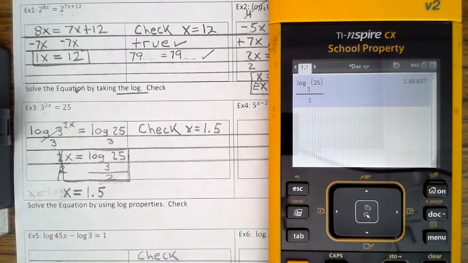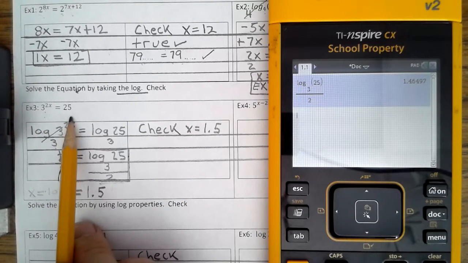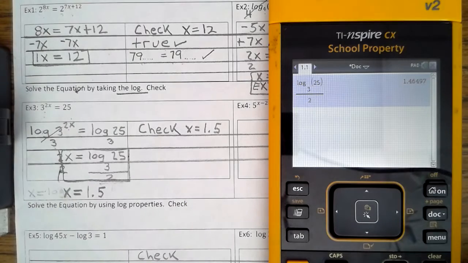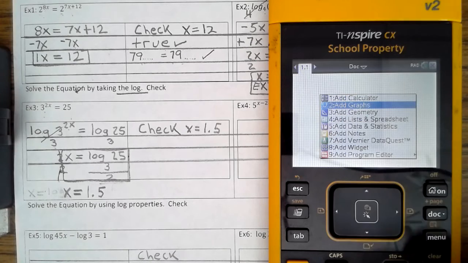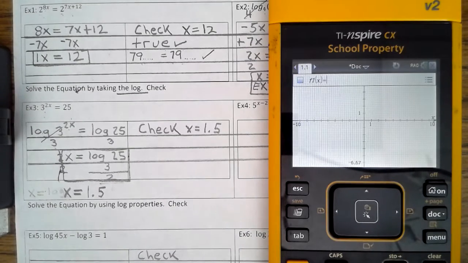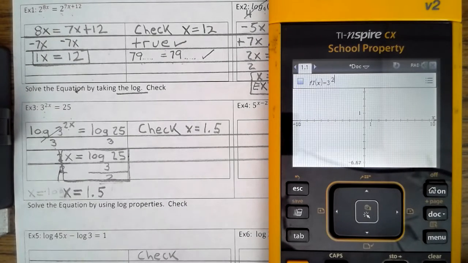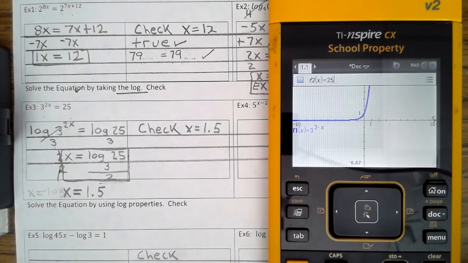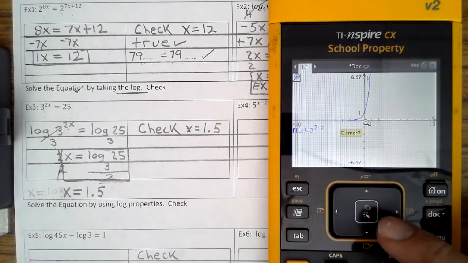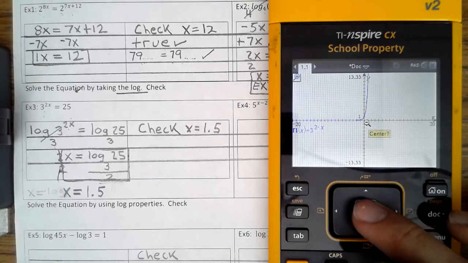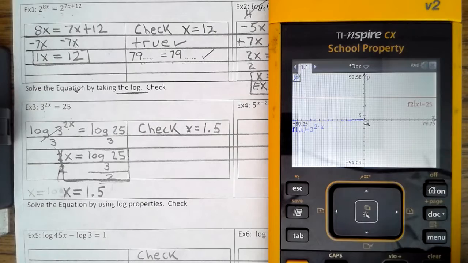Now, another way to check is we can graph the left side and the right side to find the solution. So let's do that. On new document, no, we're going to add graph. We're going to graph 3 up key 2 to the x, tab 25. Now, we want to find the intersection, so we're going to go to menu, window zoom, zoom out, and click once, twice, 3 times. You can see that they intersect.